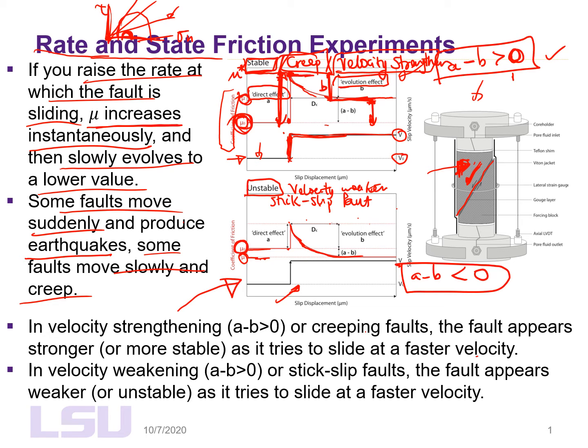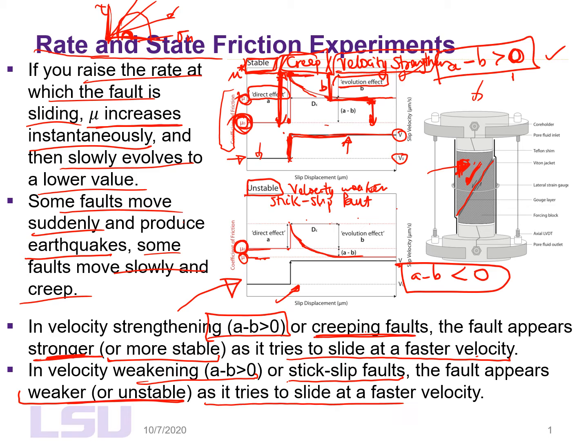In velocity strengthening, like I explained, a minus b greater than 0, also called creeping faults, the fault appears stronger or more stable as it tries to slide at a faster velocity, meaning you're going from v0 to v. In velocity weakening, the second case, also known as stick slip fault, the fault appears weaker or unstable as it tries to slide at a faster velocity. And the main thing is whether it appears weaker or stronger when you slide it at a faster velocity v.